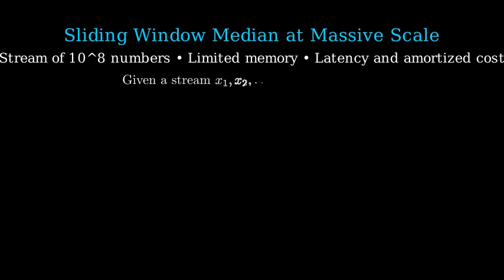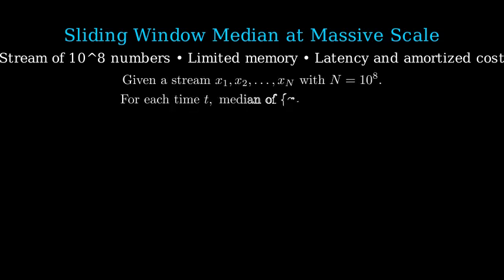The task: for each new element in the stream, output the median of the last W elements, called the sliding window. We cannot store the entire stream of 100 million values. We only keep state that scales with the window size W, not with the total length.